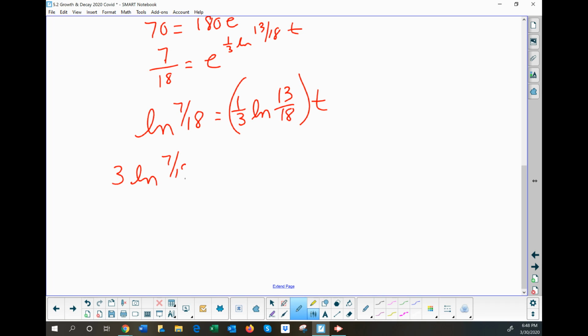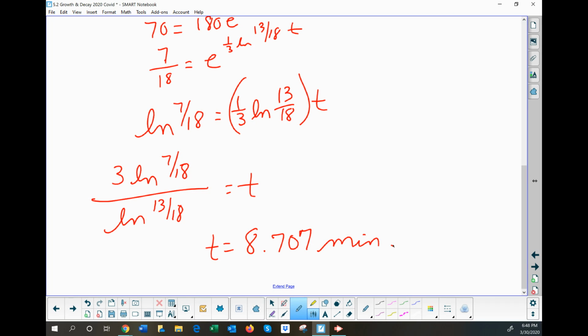That's my t value. I'm getting that t turns out to be 8.707 minutes. So from the time it came out of the oven, I have 8.7 minutes until it's going to be at that 140-degree mark. Okay, good to know.